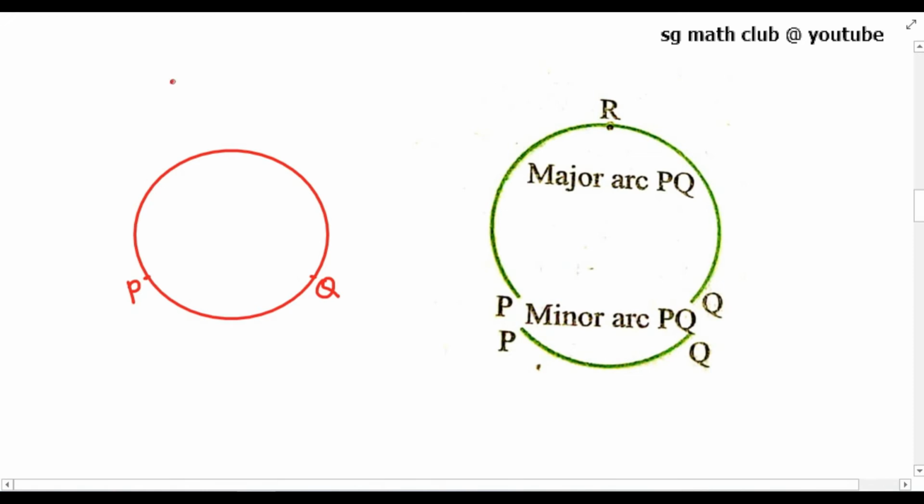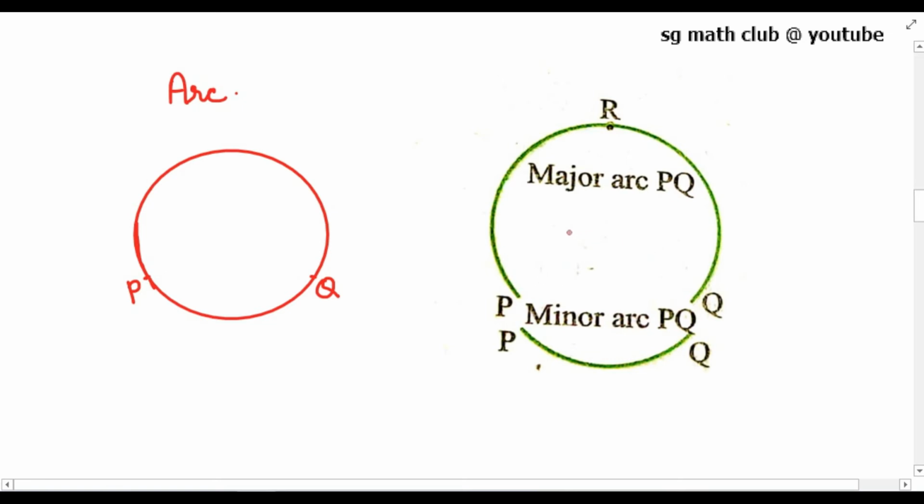Next, we have the term arc. The piece of circle between 2 points is called an arc. So this is one arc and this is another arc. You can see here there are two pieces. One is a small piece, the other one is a longer one.